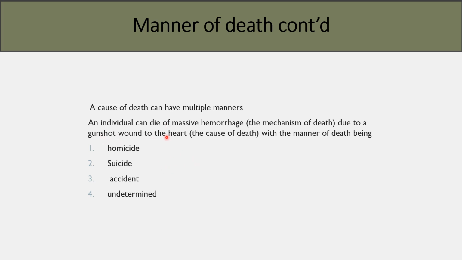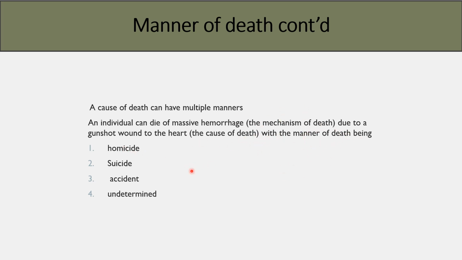An individual can actually die of massive hemorrhage, which is the mechanism of death, due to a gunshot wound to the heart, which is the cause of death, with the manner of death being homicide, suicide, accident, or undetermined. So one of these. I think this example best explains all the three important things that we've talked about in this lecture, which is the cause of death, the mechanism of death, and also the manner of death.